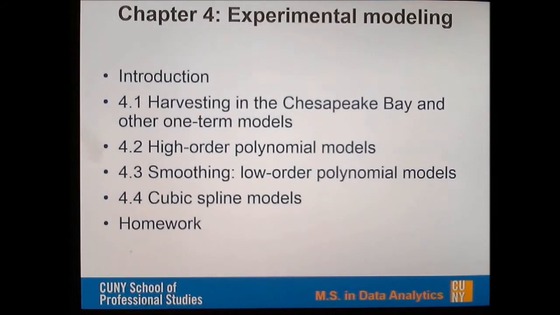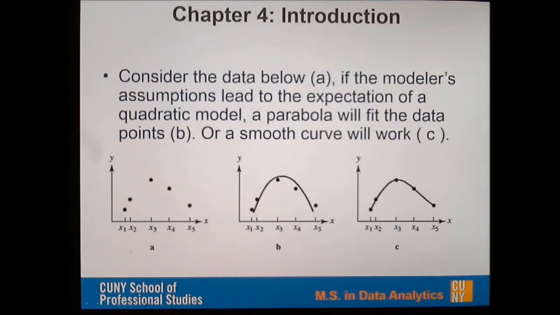For week 3, we have another topic: experimental modeling. The majority of this chapter is actually explained by some very nice examples. Look at the data. If the model assumption leads to an expectation of a quadratic model, it could be this parabola that will fit the data points, or a smooth curve would work. Those two would be different, and later we probably need to look at which actually has a better fit.